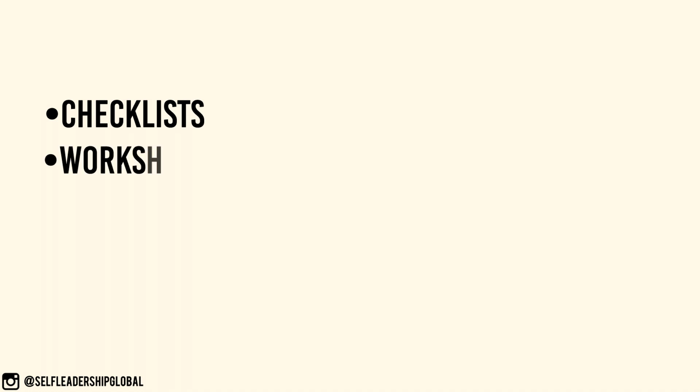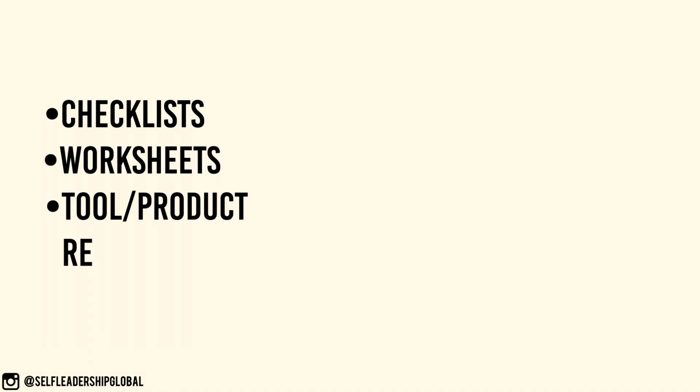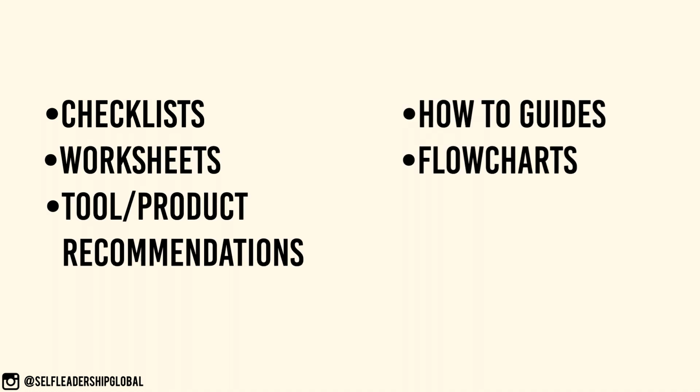Next is a downloadable. So you're going to want some sort of downloadable content such as a workbook or implementation guide. These help your students implement what it is that they're learning in the content, and it's also especially helpful for the visual learners. Examples of effective downloadable content include checklists, worksheets, tool or product recommendations, how-to guides, flowcharts, templates, and scripts.